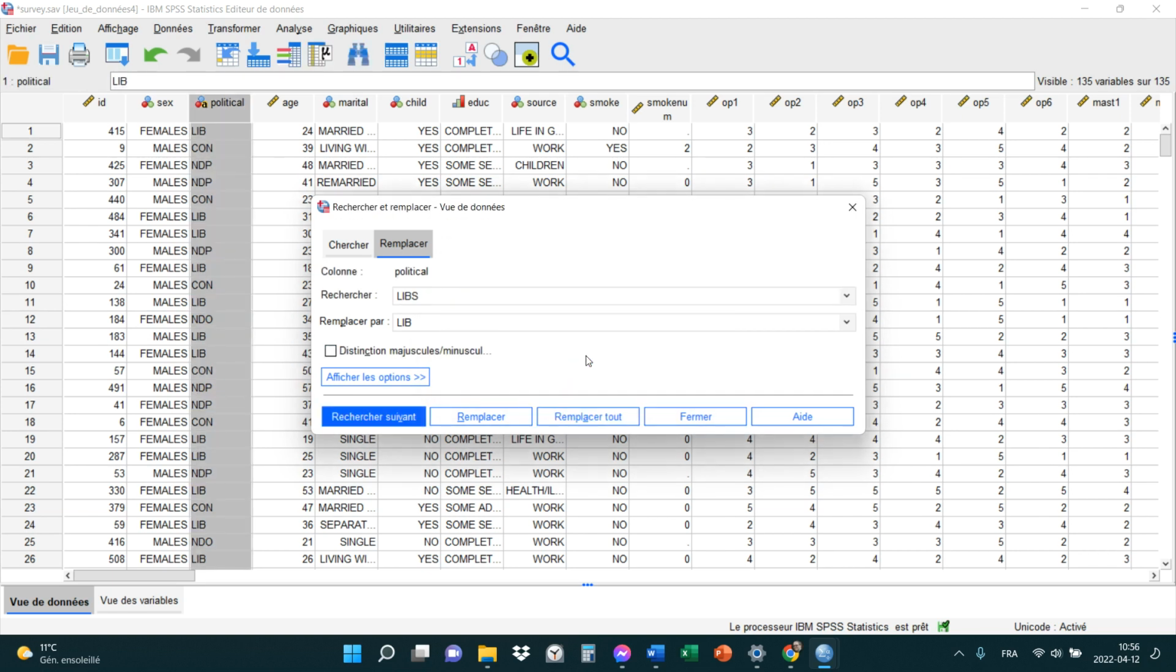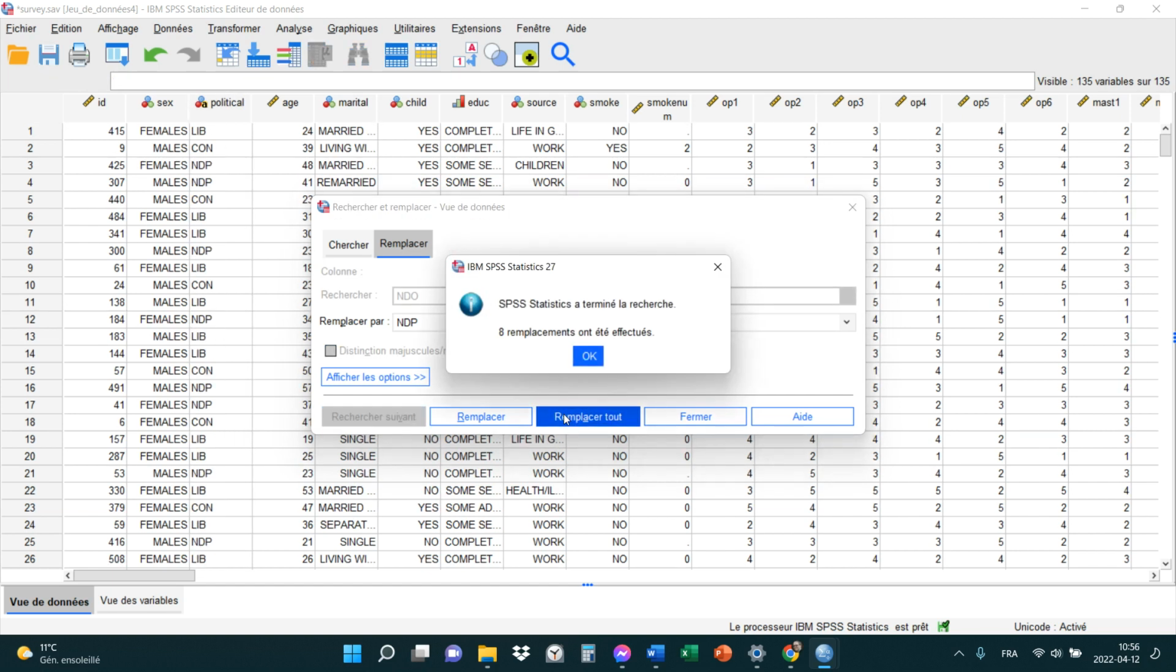Et finalement, mes NDP, my NDPs, there was actually an NDO. Somebody had misentered the code, so NDO should be changed into NDP, remplacer tout, and that's 8 people. Yeah, that was 8 people.